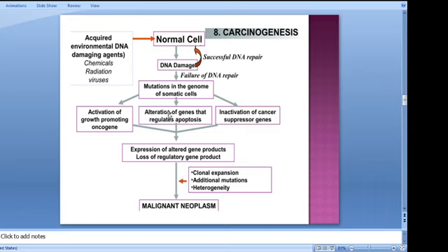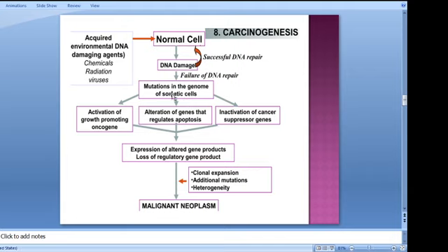What is happening, how is it happening in our body? One normal cell gets damaged, or its DNA gets damaged. How is it getting damaged? Maybe due to environmental DNA damage like chemical, radiation, virus or bacteria, whatever it may be. So the normal cell's DNA will be damaged, and there will be a mutation in the genomes of somatic cells. So what will happen after this?